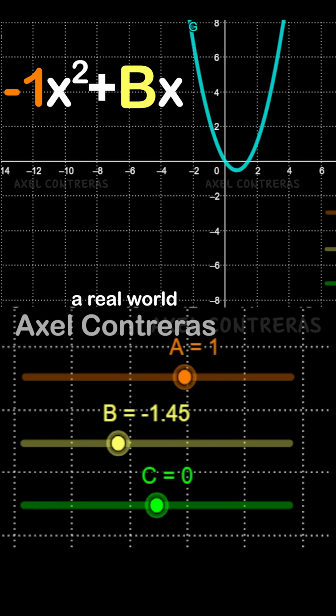A decides whether the parabola opens up or down. B affects the tilt and position. C is the point where the curve touches the y-axis. Together, these values define the shape and position of the curve.